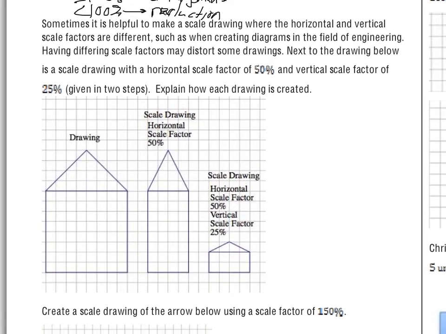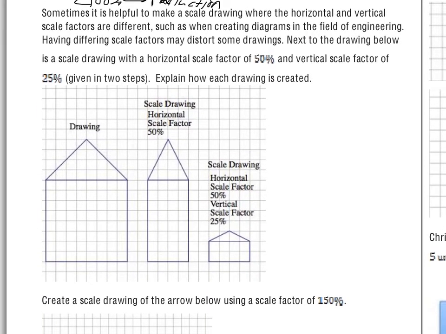As we look at the problem below, it says sometimes it's helpful to make a scale drawing where the horizontal and vertical scales are different, such as when creating a diagram in the field of engineering. Having different scale factors may distort the drawing, and next to the drawing below is a scale drawing that has a horizontal factor of 50% and a vertical scale factor of 25%. And it's given in 2 steps here. Explain how each drawing is created.